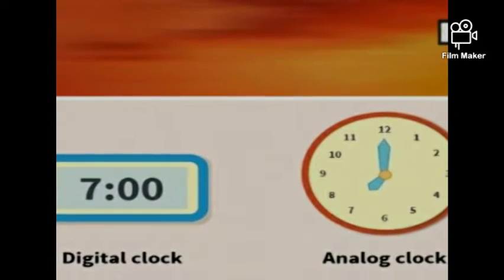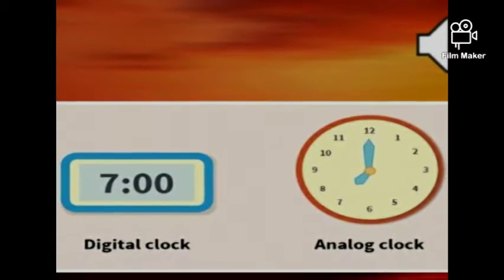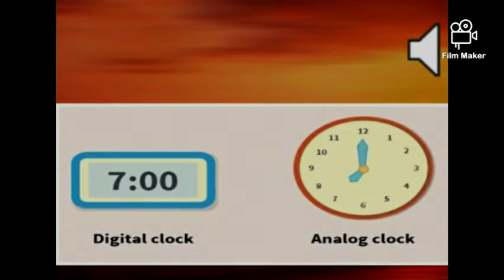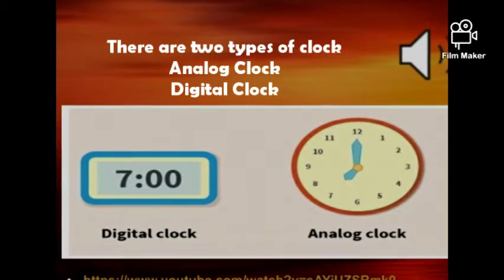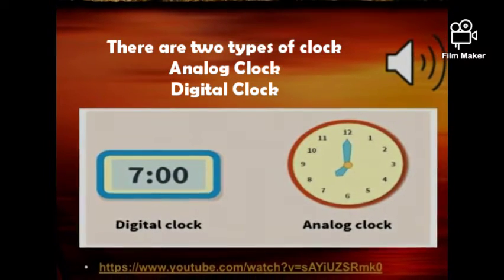Now in this slide there are types of clocks. One is digital clock and the other is analog clock. Now let's watch a video together.